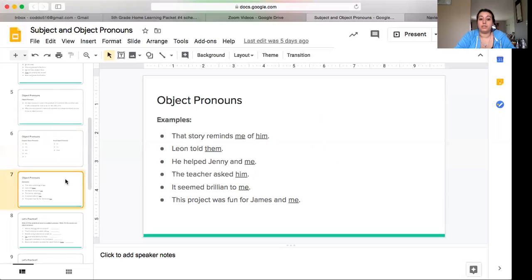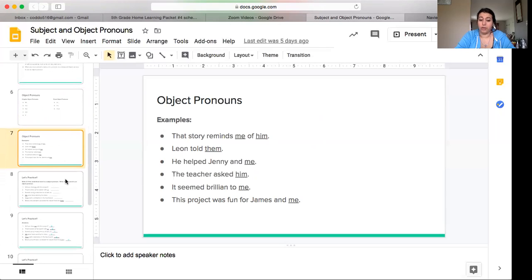Some examples. That story reminds me of him. Me and him are both object pronouns. Leon told them. Them is our object pronoun. He helped Jenny and me. Me is the object pronoun. The teacher asked him. Him is the object pronoun. It seemed brilliant to me. This project was fun for James and me. In both of those sentences, me is the object pronoun.